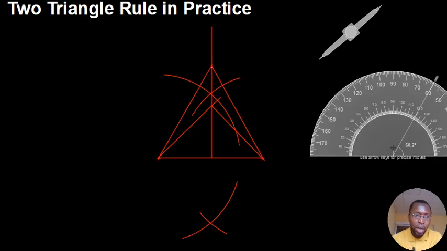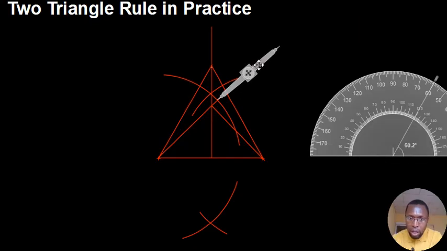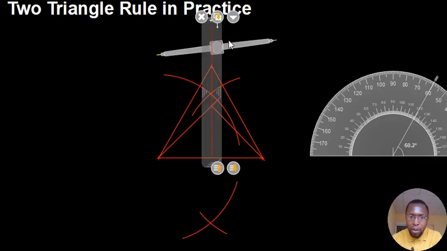So I will need to get my compass. I adjust my compass. This time around, let us use a yellow color. I will adjust my compass in a way that it will be the same length as this. So let's rotate it.